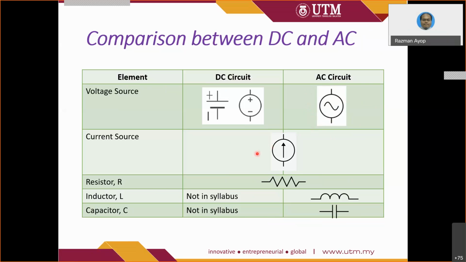For current source it is the same, so you don't need to change. For resistor also the same. For DC and AC it is the same. But for an AC circuit, you will have two additional symbols, two components: inductor and capacitor. For DC circuit they are available, but it's not in our syllabus. So for AC circuit, you need to know the passive elements, which are the inductor and capacitor.